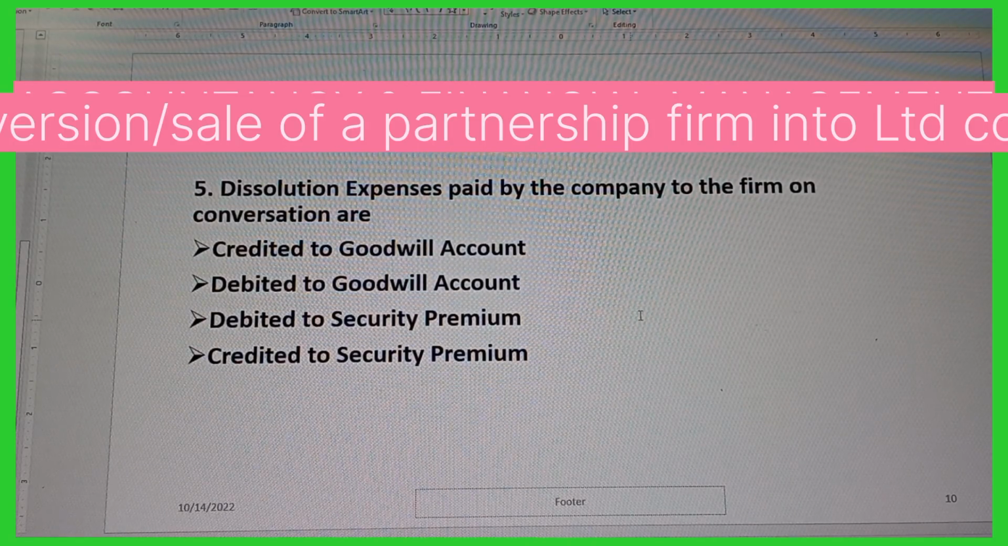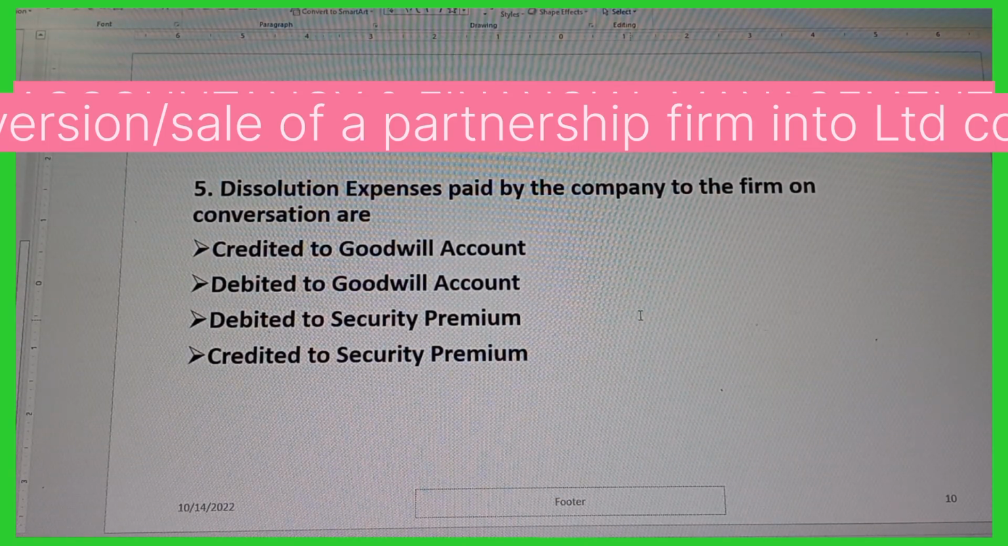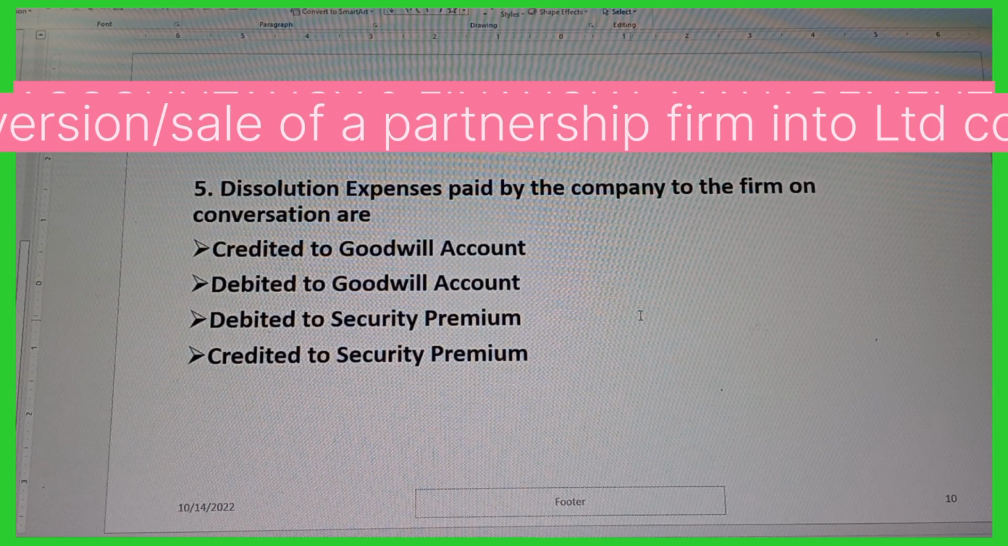After that, dissolution expenses paid by a company to the firm on conversion are dash. Why goodwill account? Because this is paid by whom? The company. And whose expenses? The firm's expenses. So this actually should be paid by the firm, but it is paid by the company, and therefore this is debited to goodwill. So the answer is debited to goodwill account.